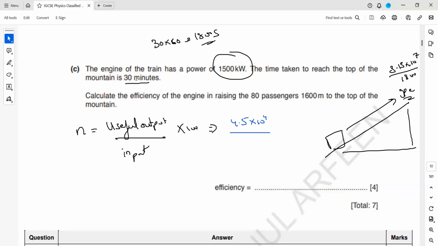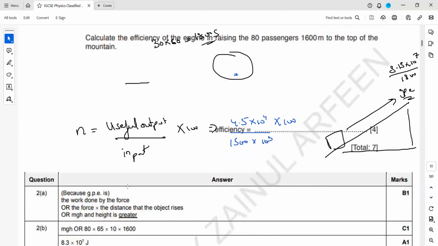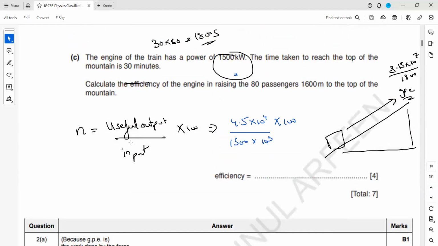What is the input? The engine of the train has a power, so the engine is developing power and lifting. So the input power is 1500 kilowatts, which is 1500 times 10 to the power 3 because it's kilo, and multiplied by 100. This will give us the efficiency, which is about 3.3%, so about 3%.